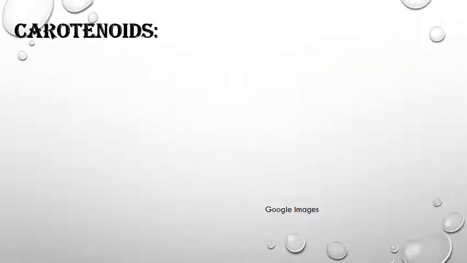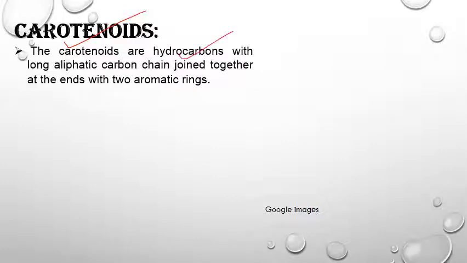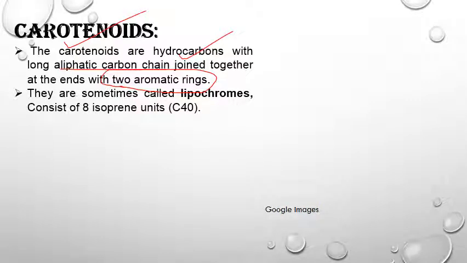Next, pigments are carotenoids. So these are the accessory pigments. The carotenoids are hydrocarbons with long aliphatic carbon chain which is joined together, and at the end they have two aromatic rings. So these are the carotenoids, that is the next class of pigment which are involved in photosynthesis, and they are sometimes called lipochromes. Why? Because they are soluble in fat and consist of 8 isoprene units, and total number of carbons is 40.